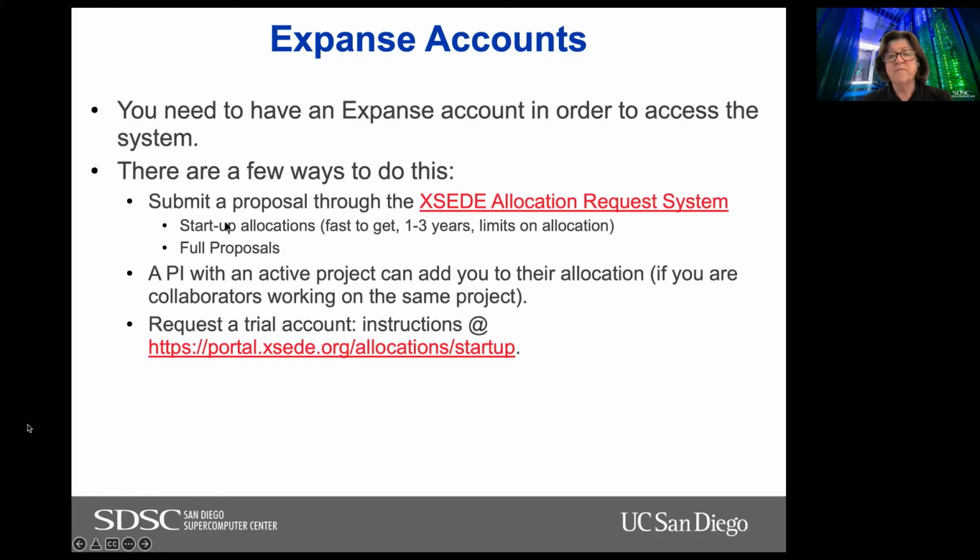Startup allocations can be educational, like you're teaching a class, or it could be a way to migrate your code to Expanse. They're fast to get. They're much faster than the full proposal cycle, and they are intended for ramping up your work. You can get them for 1 to 3 years, but there are limits on how much the allocation is. But it's a way to get you on board so you can get your model running and see how it's going to run, and will it scale, and what do you need to do to make it scale.